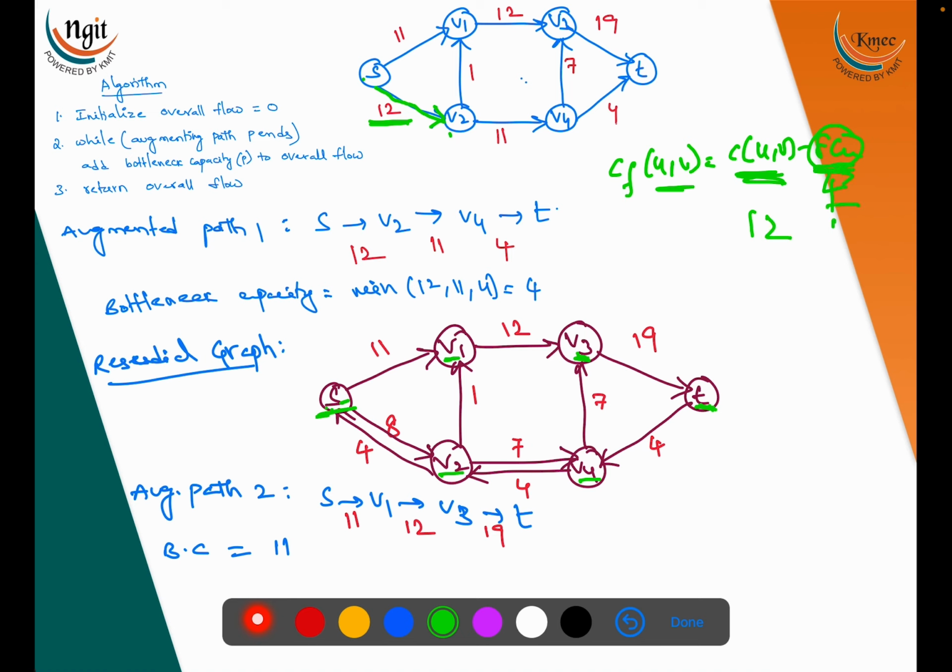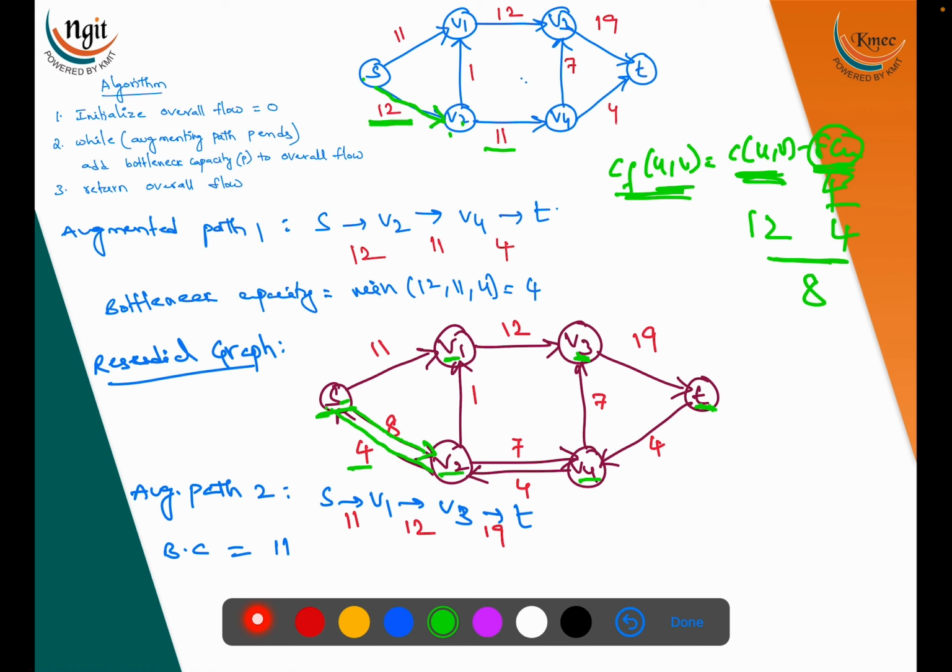Flow as what? 4. 12 minus 4 is what? Your residual capacity. So make a note here, 8 is the residual capacity. Now what is the capacity here? 12. If residual capacity is 8, there will be an opposite direction to balance this capacity with the value of 4. The same thing will be applied over here.